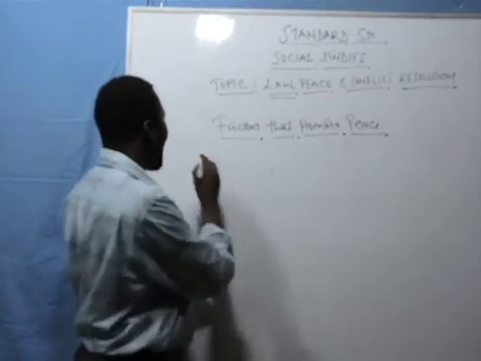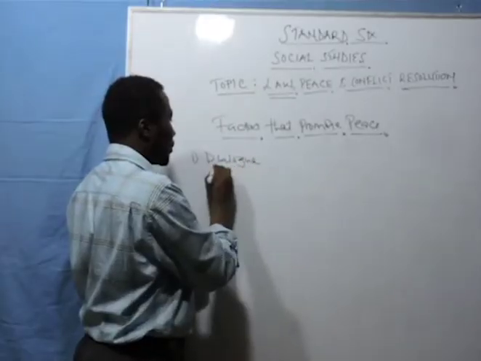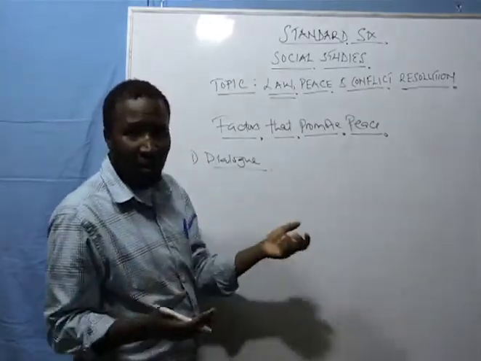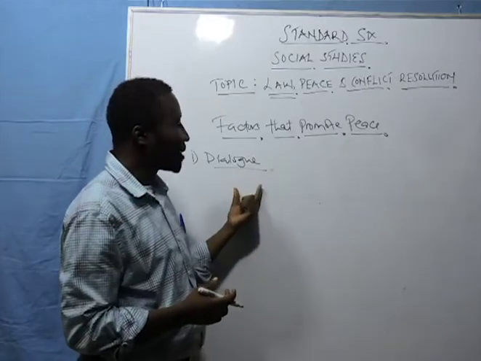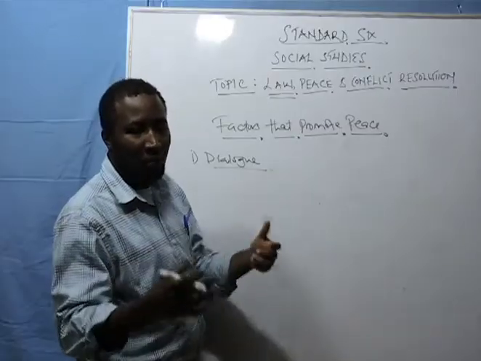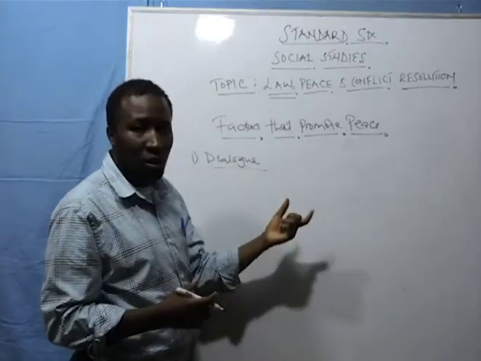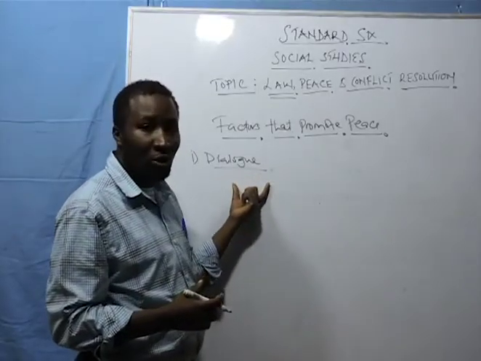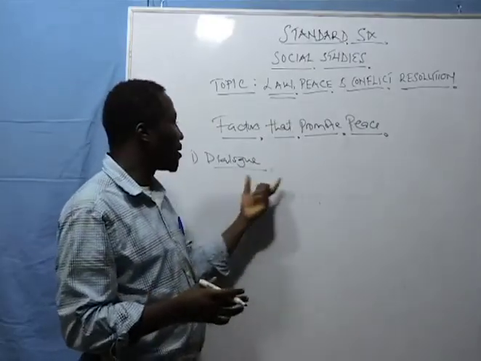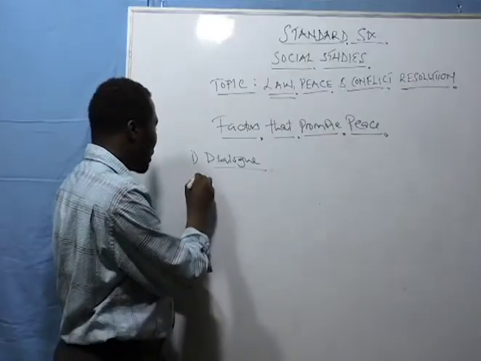Number one has been dialogue. For example, when the teachers decide to strike because of poor pay, the government decides, let us have a dialogue. The government calls the teachers' union bosses and the TSC commission, and they sit down to have what we call a dialogue. Dialogue is where people sit down to look at their disagreements and settle the issues of concern.